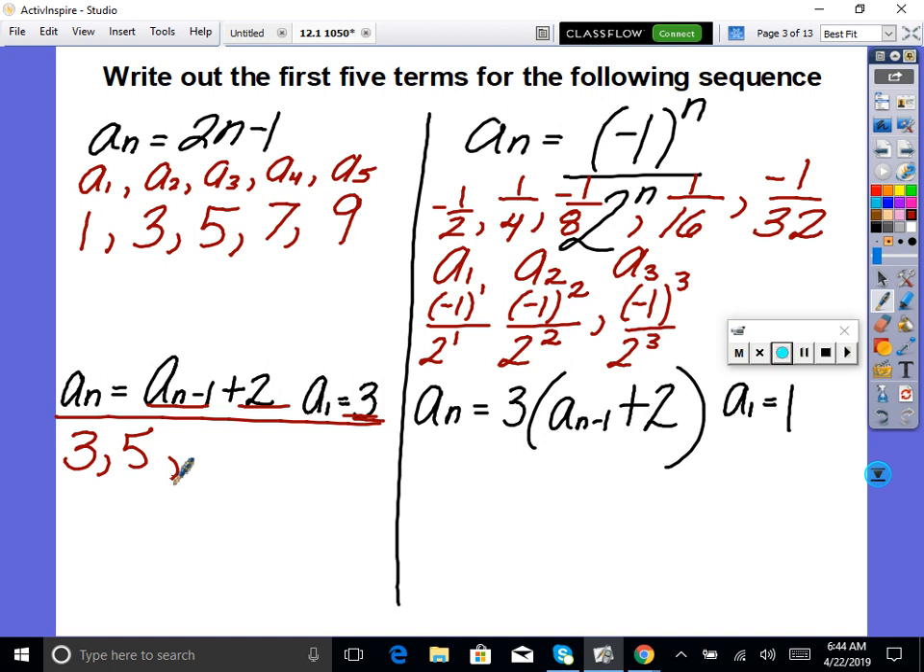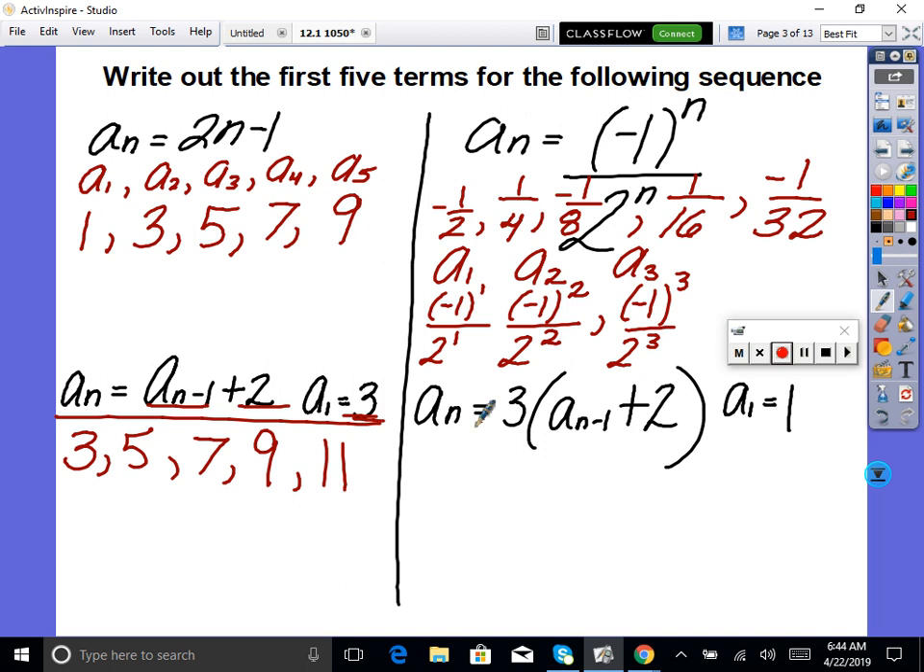So that'd be 5 plus 2 is 7. You guys see how it works? Take the previous term, add 2. 9. Take the previous term, add 2. 11. You see how they just work differently. One with plugging directly in, one using the previous term. Okay, let's do this one.